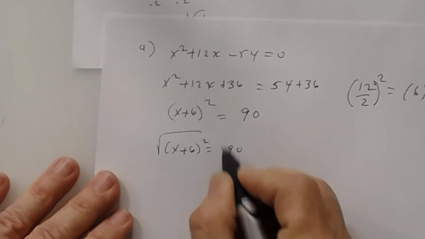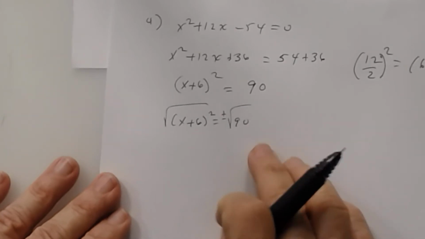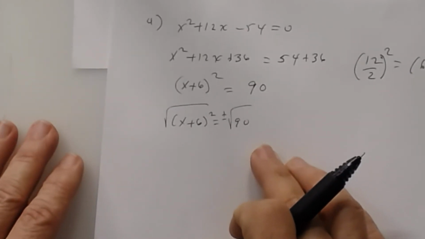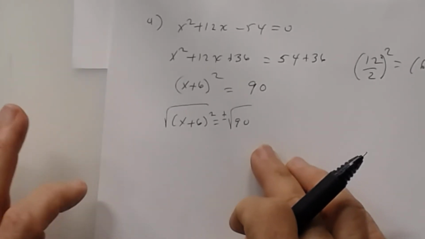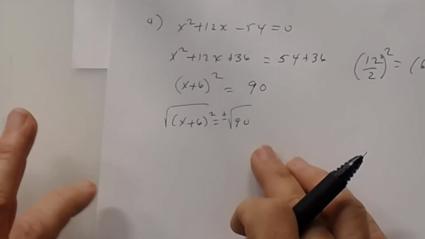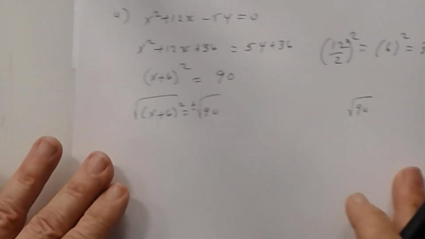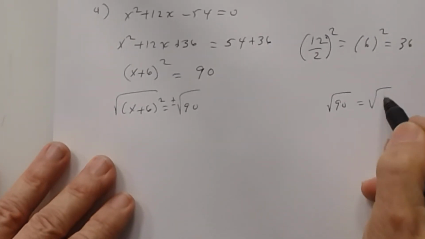Square root, I have to insert a plus or minus. Now the square root of 90. Remember, you can simplify the square root of 90. The largest perfect square that goes into 90 is 9. So let's go off to the side and figure out what that is. That's the square root of 9 times 10, right?